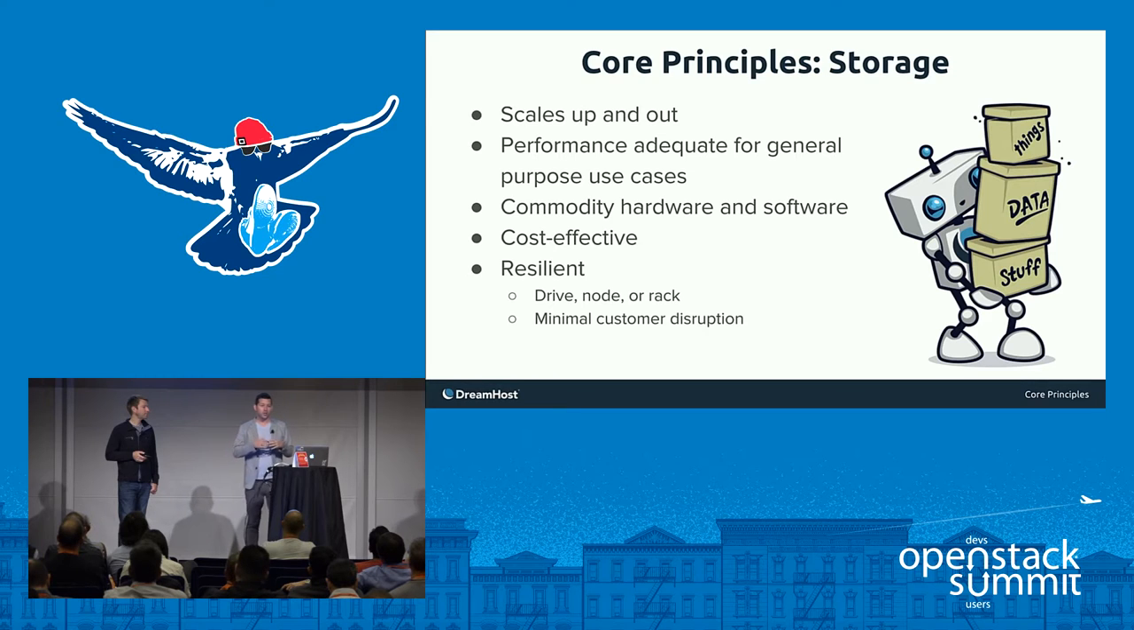We wanted to make sure that we could scale up and out and that our performance would be adequate for general purpose use cases, right? We weren't looking to create a high performance computing environment. We wanted to create a general purpose cloud, allow people to utilize block storage. We wanted it to be resilient, right? And resilient to a lot of different types of failure modes. So drives, full nodes, or even whole racks going away with minimal customer disruption.